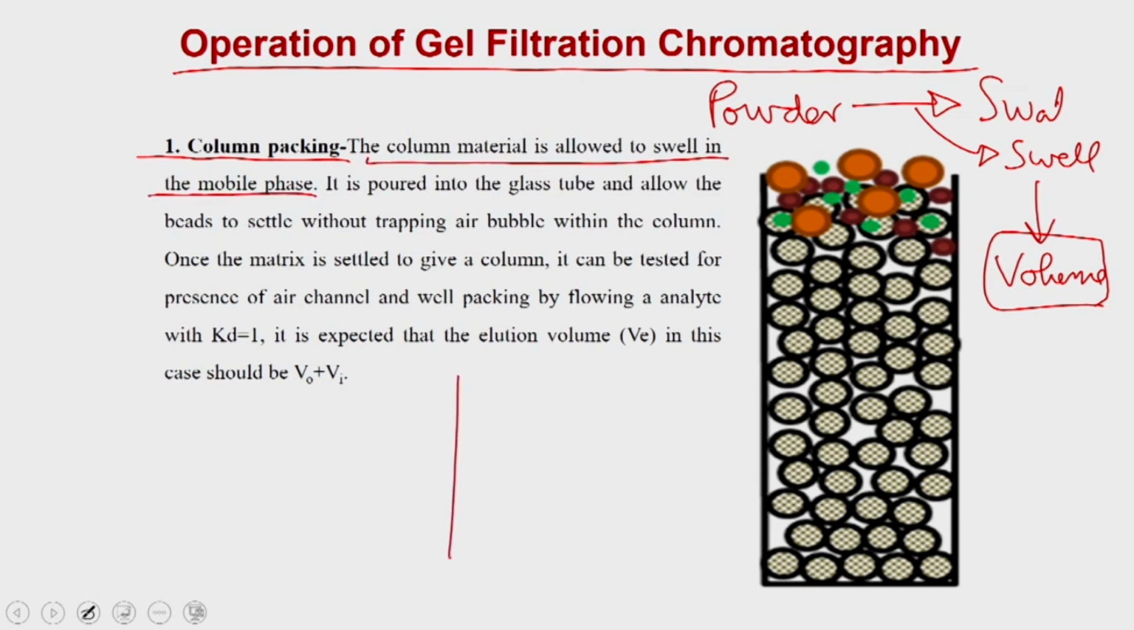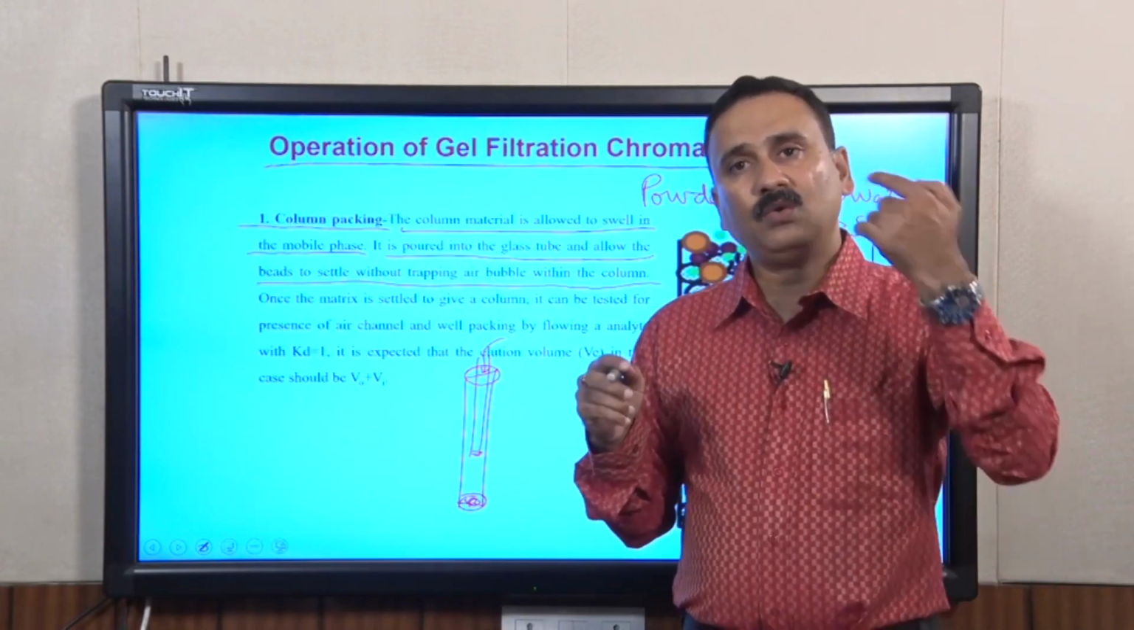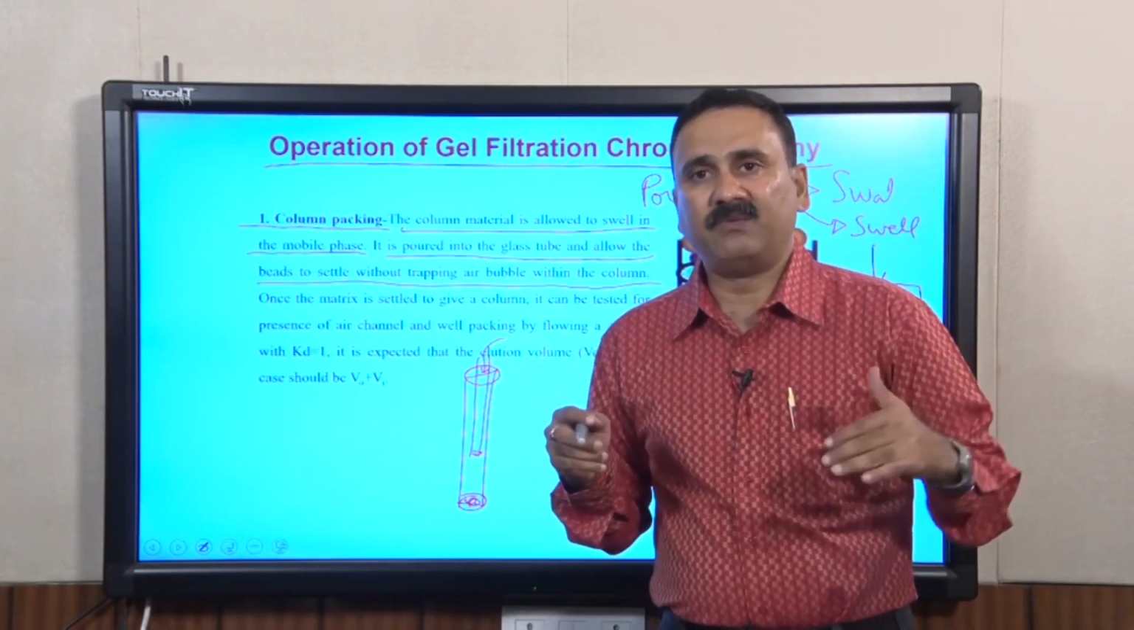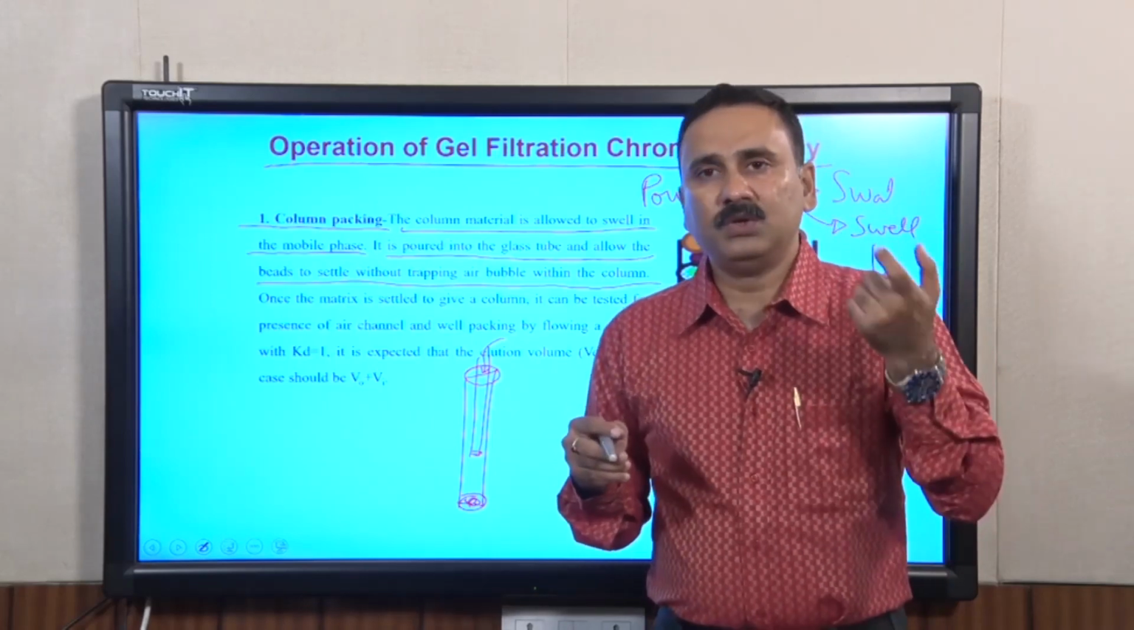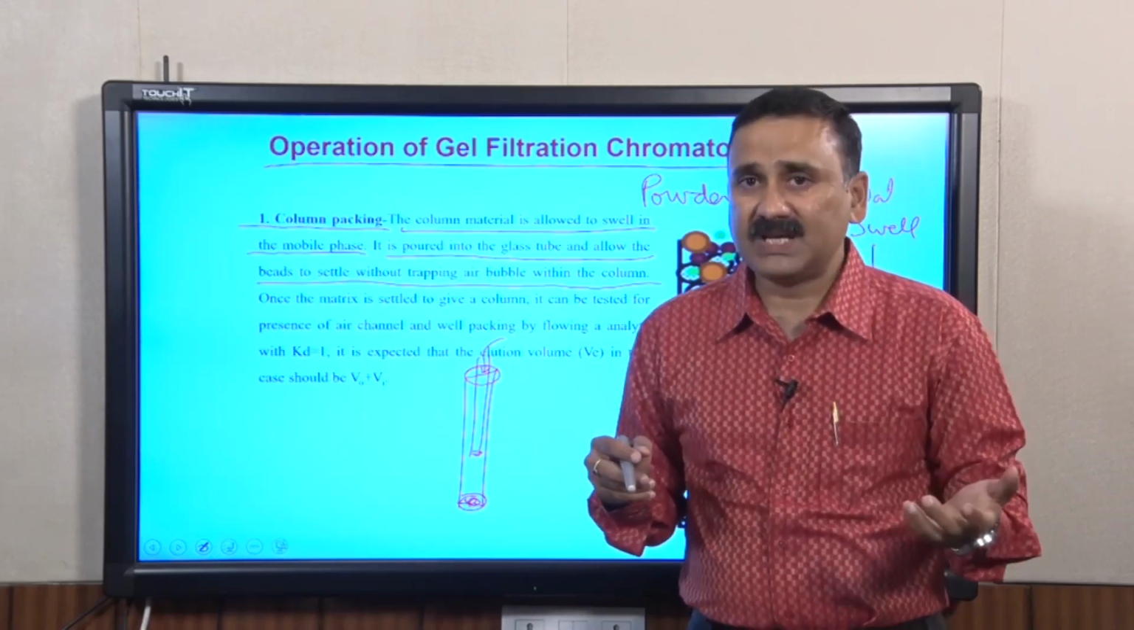So, mostly you have a glass column which has a filter at the bottom, and you have a plunger which you can use to pack the column. Through this plunger you are going to pour the material into the glass tube and allow the beads to settle without trapping air within the column. While you are settling it down, you are also going to flow the water or buffer through a pump. You can use a peristaltic pump, or the pumps present in the protein purification system.